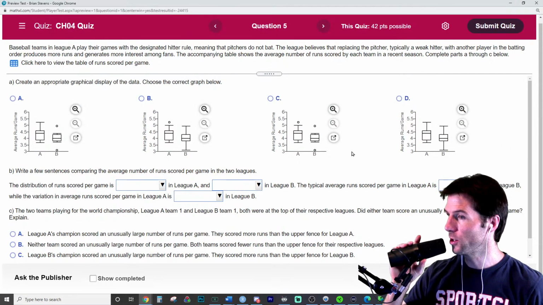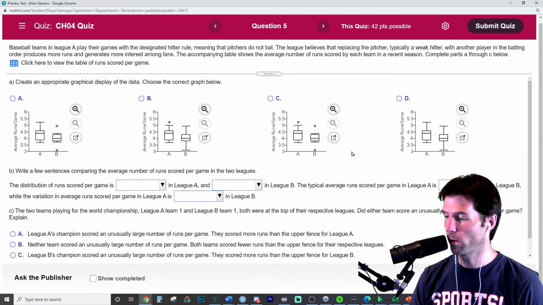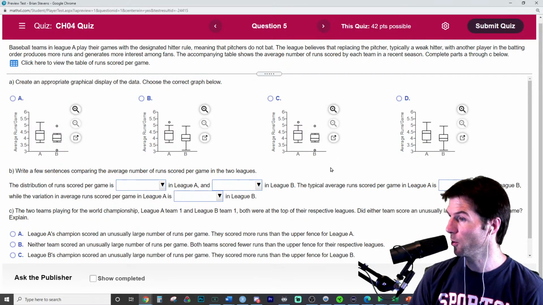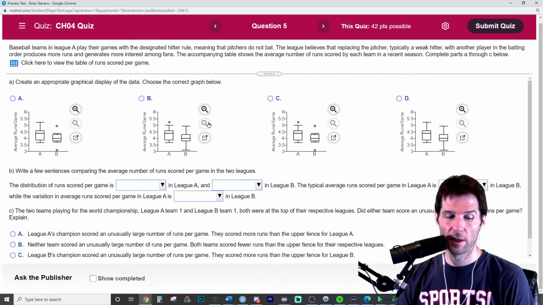This is a homework and quiz question for chapter 4. A very valuable question to do because it could appear in your homework and your quiz. The first thing you notice right here is we are comparing baseball leagues and we've got a data frame right here.